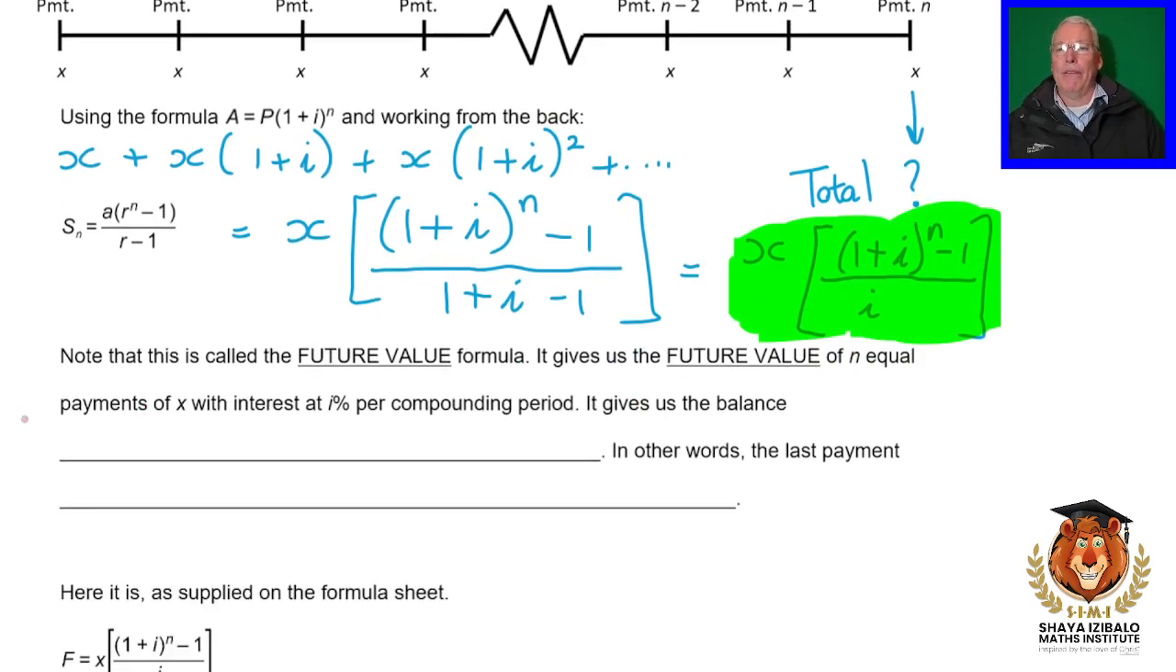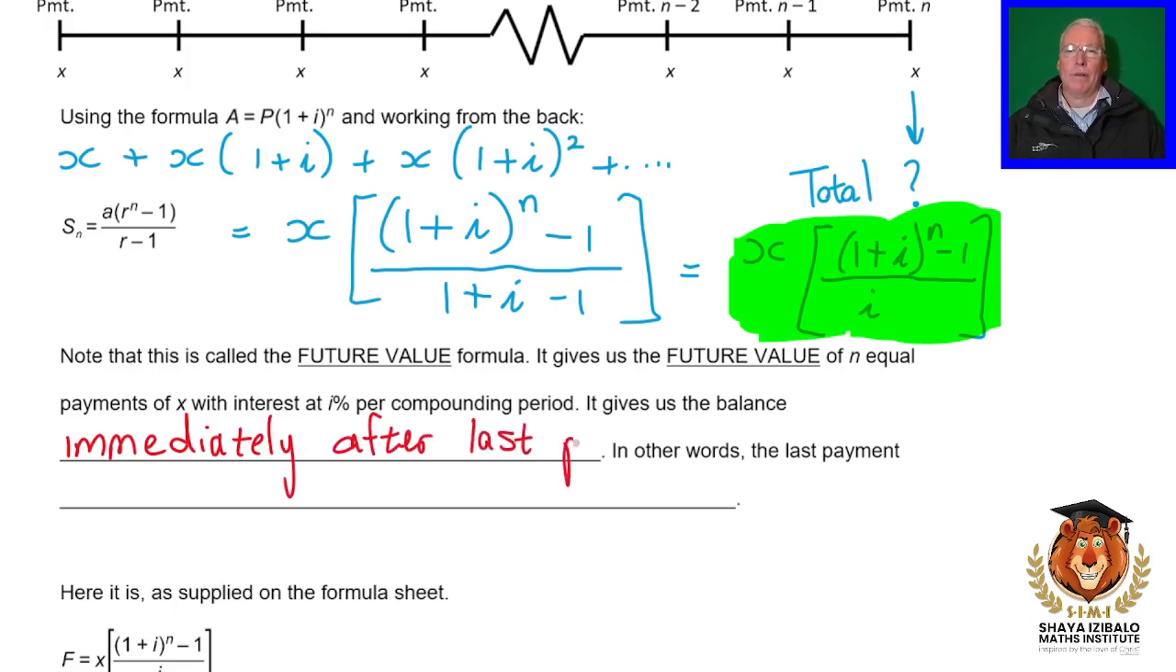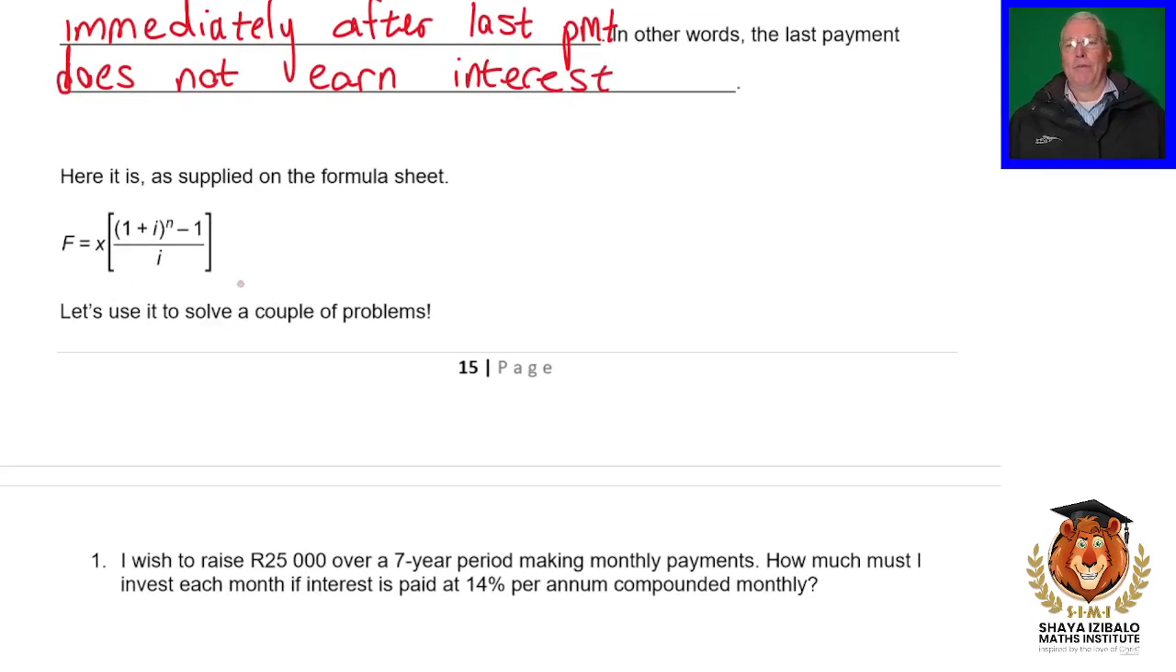It gives us the balance immediately after the last payment. In other words, the last payment does not earn interest. You might wonder why the formula does that. That is just what it does, and we'll see how we can work with it beyond that. There it is. That's the formula. Now we're going to use it to solve a couple of problems.